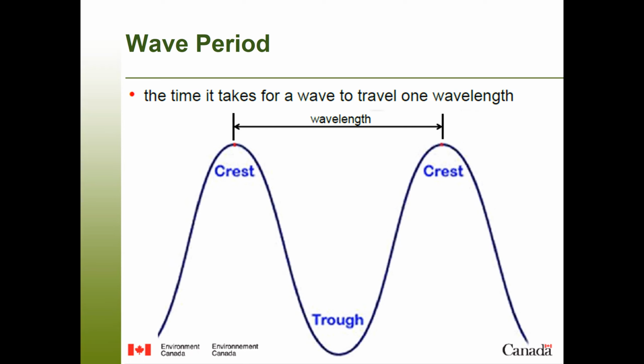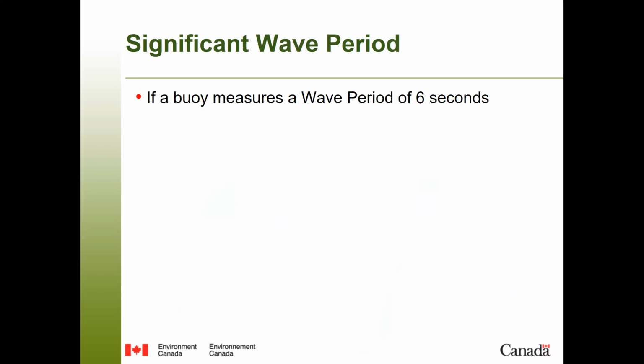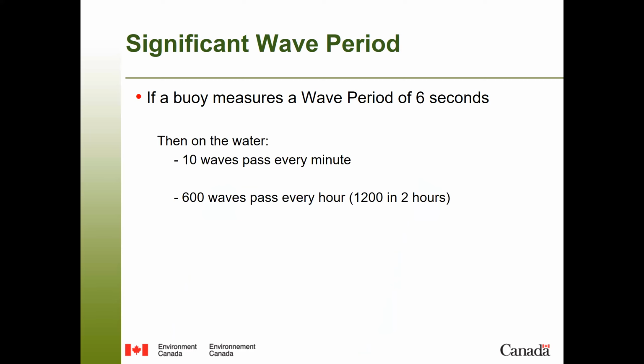And wave period is really just looking at the wavelength from, say, crest to crest, or it could be trough to trough as well, I suppose. And we're looking at just how long it takes for a wave to travel one of those wavelengths. So we've got a wave period of, say, 6 seconds, and I'm making the math relatively easy here. If one wave is coming by every 6 seconds, well, there's 60 seconds in a minute, that means there's going to be 10 waves that pass that buoy every minute. Or with 60 minutes in an hour, it's going to be 600 waves, or roughly 1,200 in 2 hours.